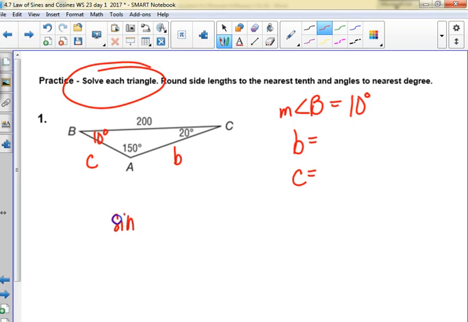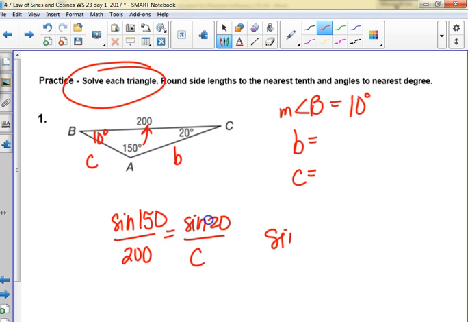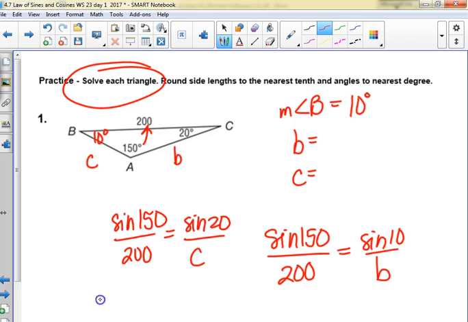Doesn't matter which one we do first. Sine of 150 is across from 200 here. In the same way, sine of 20 is across from C, or sine of 10 is across from B. Oops, sorry. Yeah, 136.8 for C. Did anybody else get that? And for B, 200 times the sine of 10, close parenthesis, divided by the sine of 150.